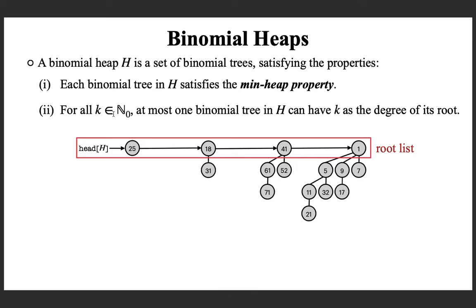Now you see that the finite set of binomial trees, here 4 of them, are linked together as a singly linked list like this. The head is pointing to the binomial tree with the least degree. From there, the next link is pointing to the root of the next binomial tree. Likewise, it goes. So the root nodes are formed as a singly linked list, which is what is called a root list.